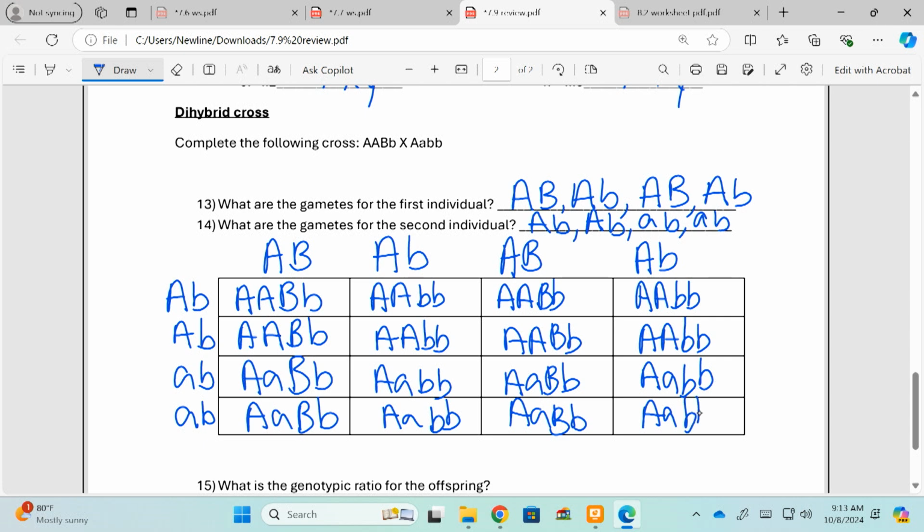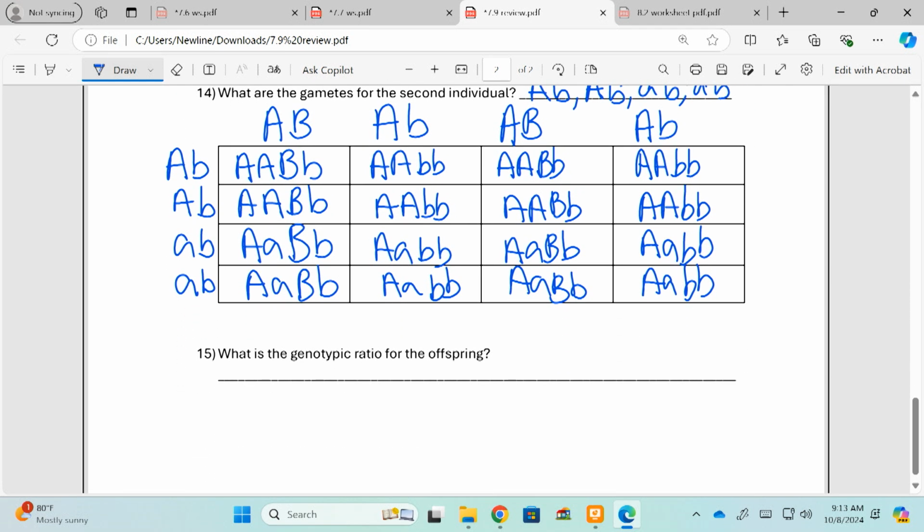All right, so now that we've got the dihybrid cross filled in, we can start answering the questions here. So the question for this one is, what is the genotypic ratio for the offspring? So what I want to do is go through and find all of the combinations up here that are similar. We're going to start off with this one. So 2 capital A's, 1 capital B, and a lowercase b.